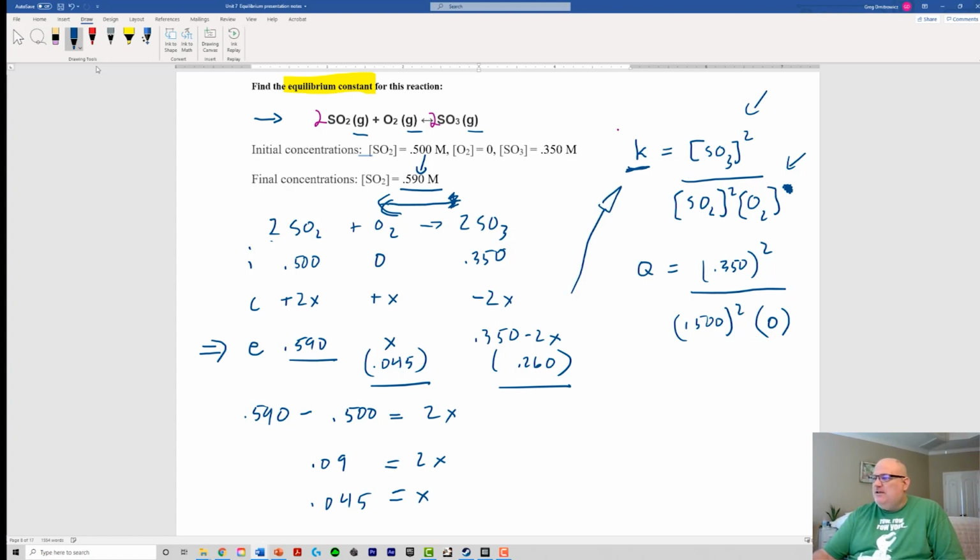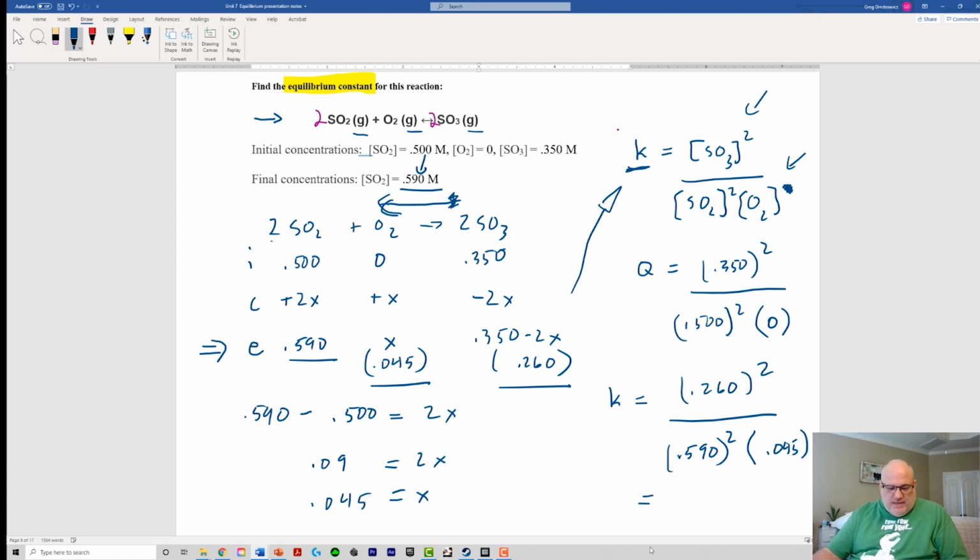into our K expression. So I'm going to put my K down here just so you can see that this K right here, we're just plugging the numbers in. And it's going to be 0.260 all squared all over our SO2, which is 0.590, and that's squared. And then we're going to times that by 0.045. And when you do all the math on that, you're going to end up with a K expression of 4.36, as you probably already did in your head.